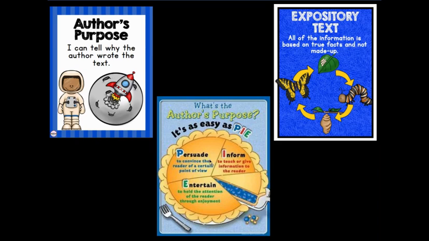P stands for persuade, which is to convince the reader of a certain point of view. So they're writing to get you to believe what they believe. The I stands for inform, which means to teach or give information to the reader. The E stands for entertain, which means to hold the attention of the reader through enjoyment. So if the author is writing to entertain, the whole reason is just to give the reader enjoyment. It's reading purely for fun.